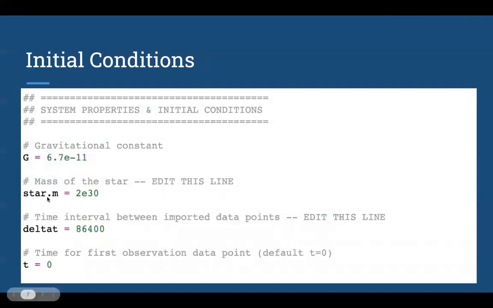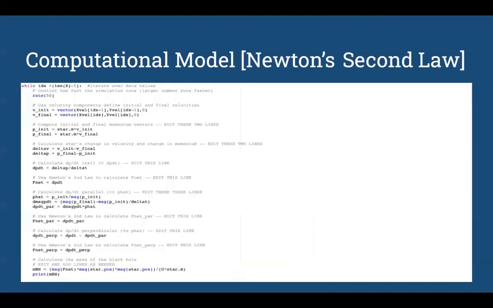The mass of the star is 2 times 10 to the power 30, and then delta t, which is given for days, is 86,400, which is 60 times 60 times 24. Please pause the video to see this model.